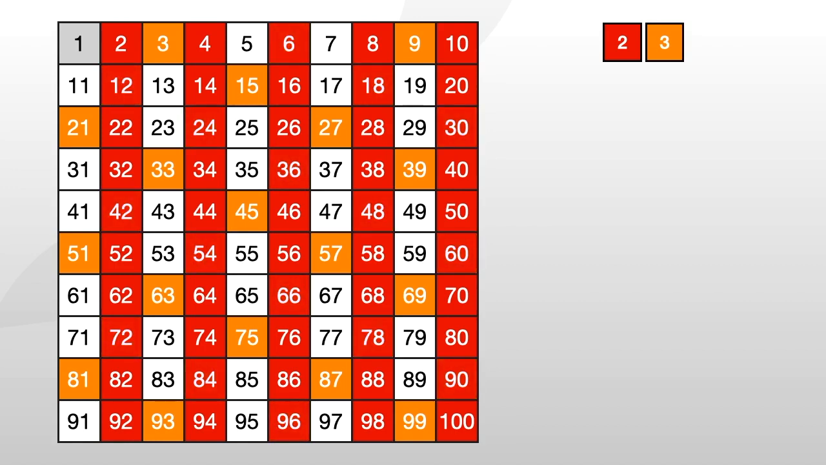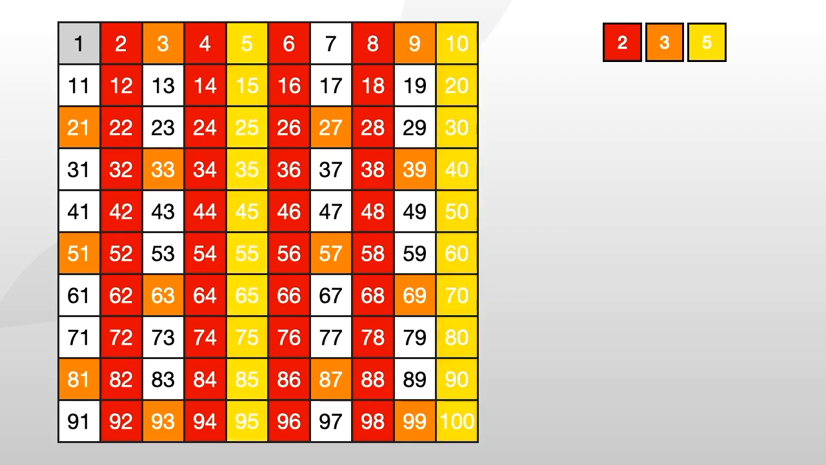5 is the next prime. Multiples of 5 greater than 5 are composite. This results in identifying new composite numbers in the 5s column. Composite numbers in the 10s column were pointed out earlier.